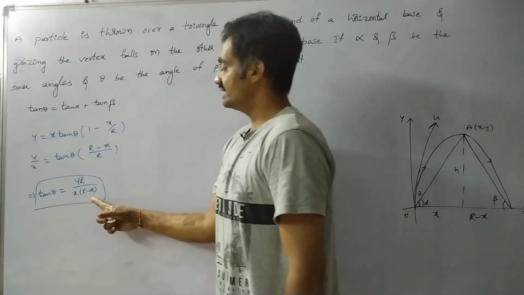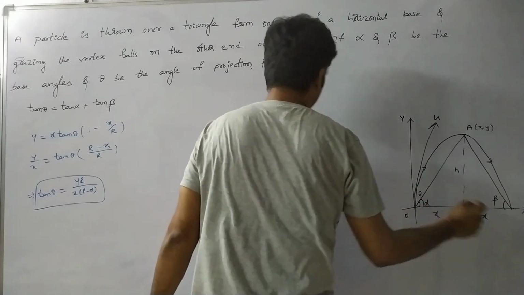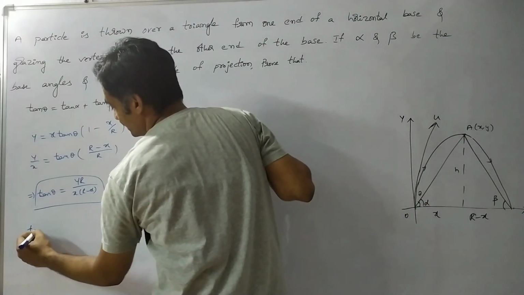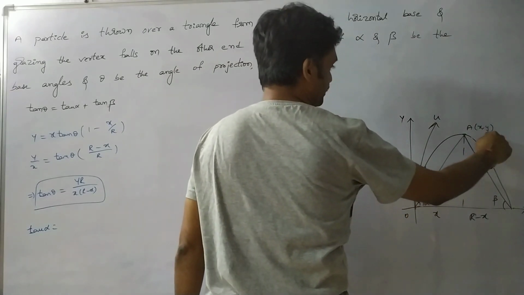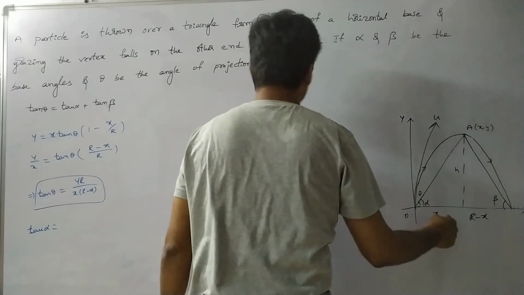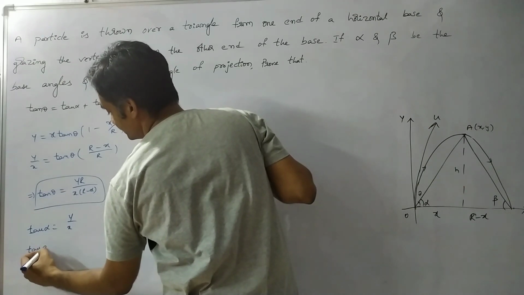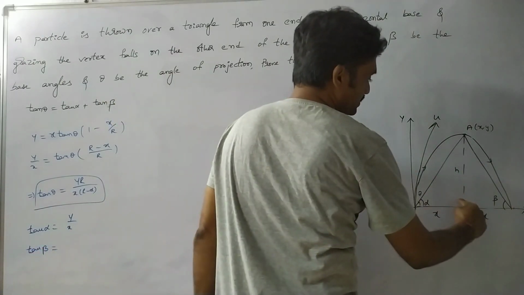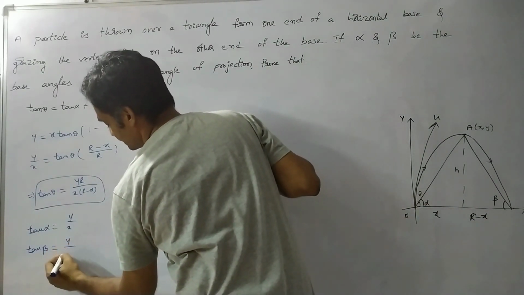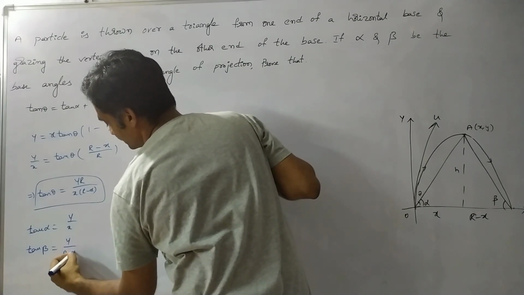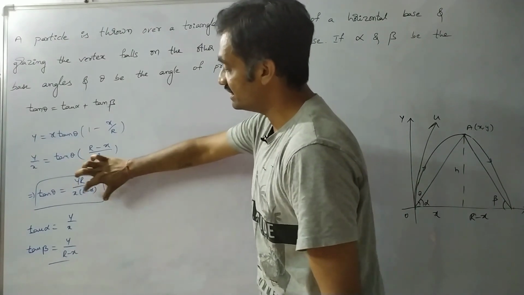Now we have to represent the angles of the triangle, where we observe that the angles alpha and beta are there. Tan alpha is equal to the opposite side, coordinate y, over the adjacent side x. So tan alpha equals y by x, and tan beta equals the opposite side, coordinate y, over the adjacent side r minus x, so we can represent it as y by r minus x. Now we have to split this.